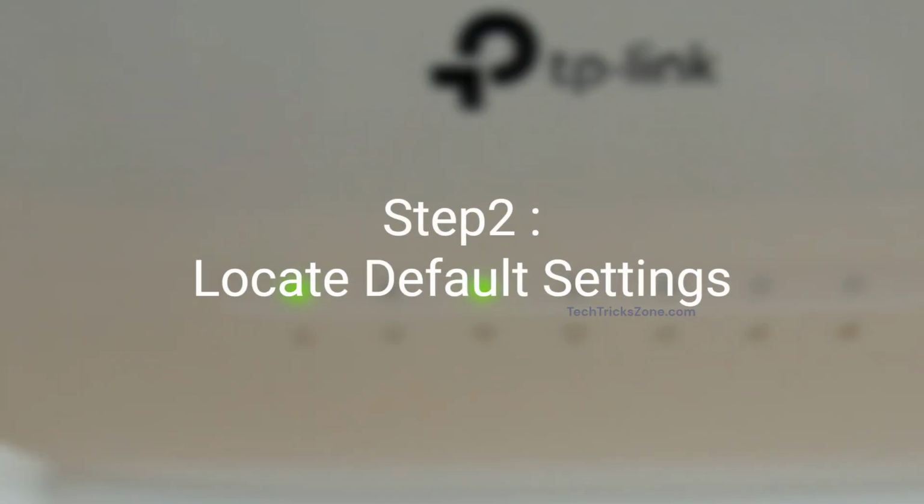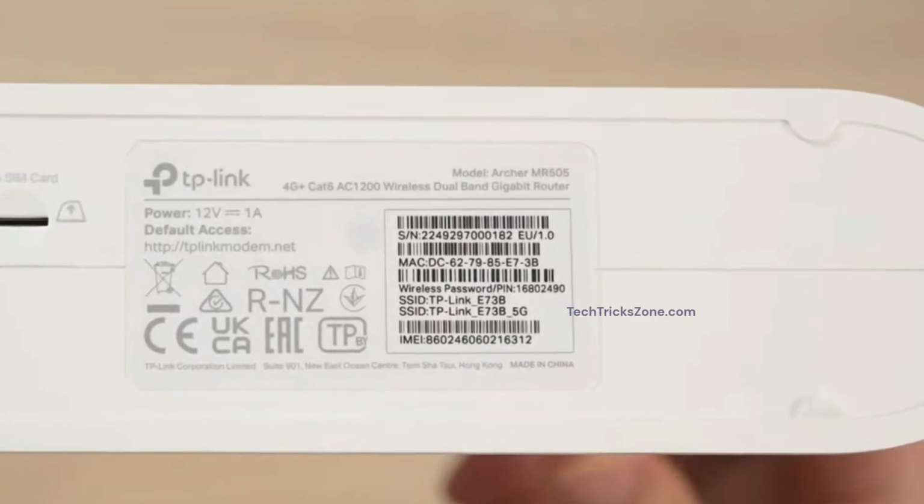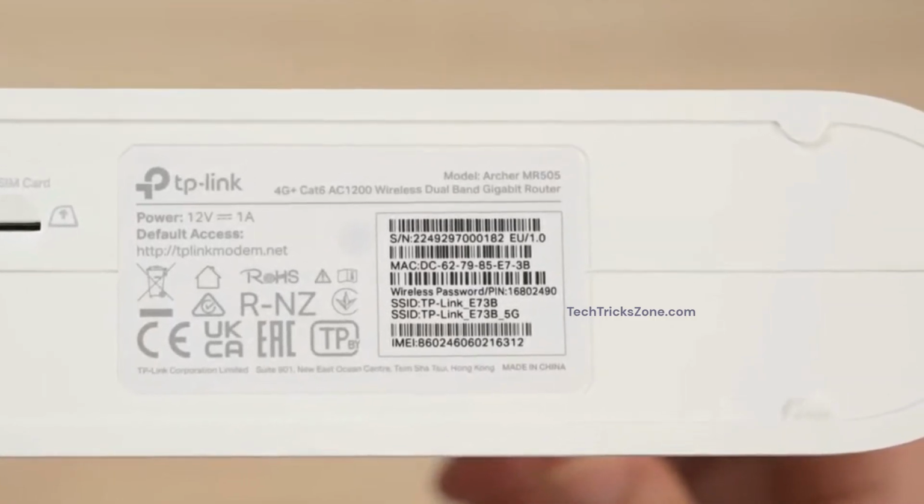Step 2. Locate the default settings. Now locate the default Wi-Fi SSID name and password printed on the sticker at the bottom side.